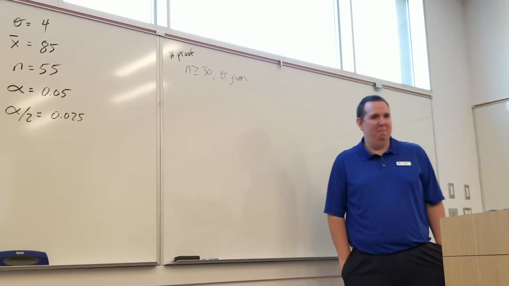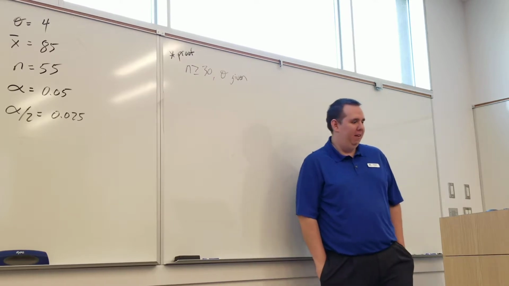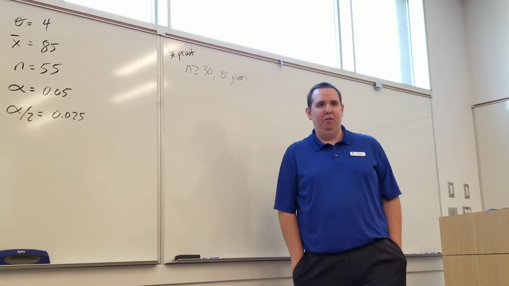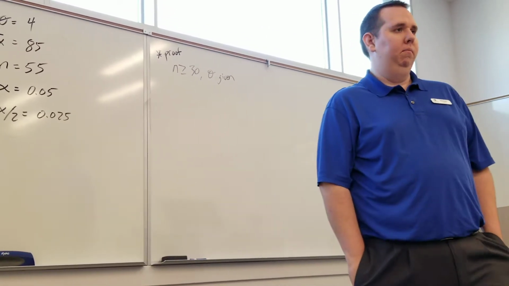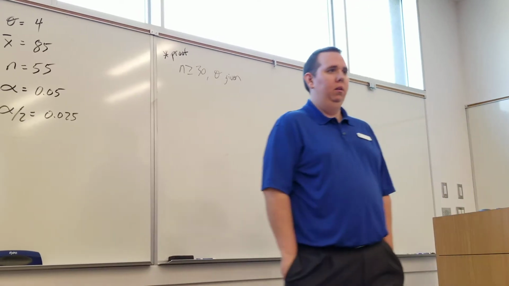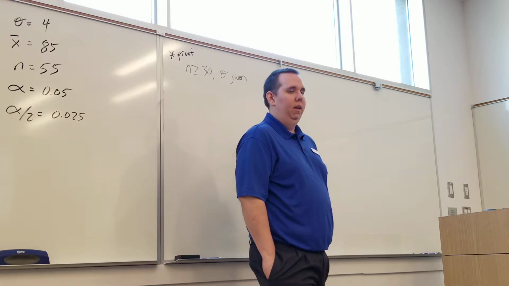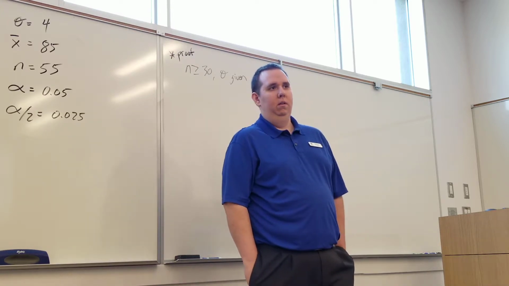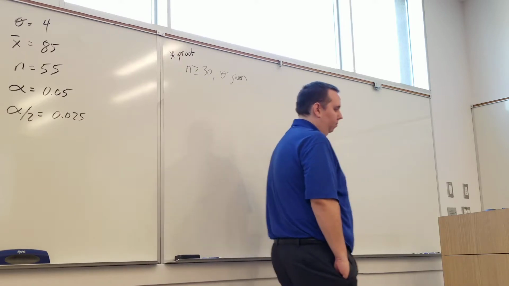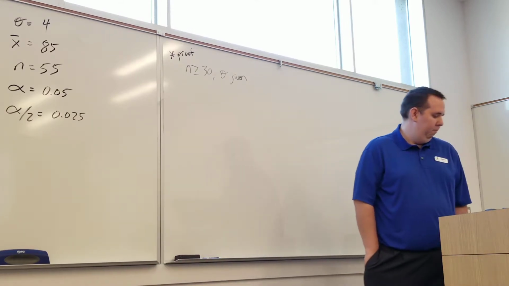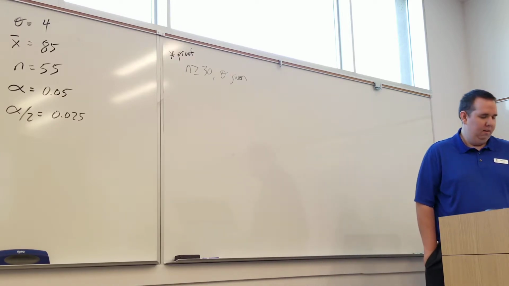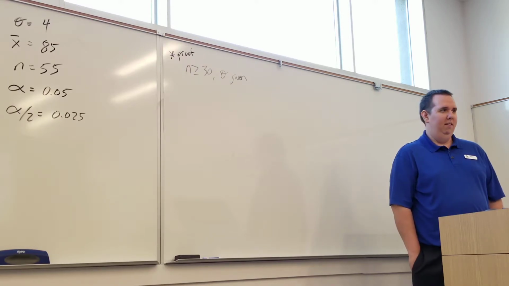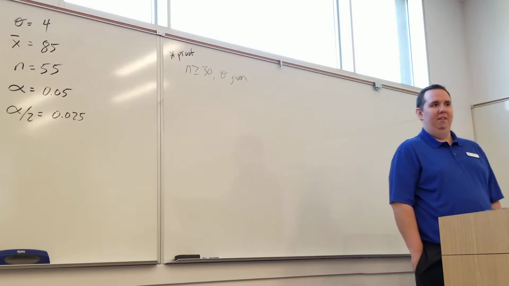Okay, so now in part B, your confidence level is 90%, your sample size is 38. So 90% confidence means alpha is what? 0.1. So the area in the upper tail is 0.05. And our degrees of freedom? 37. So our t-score is 1.687.